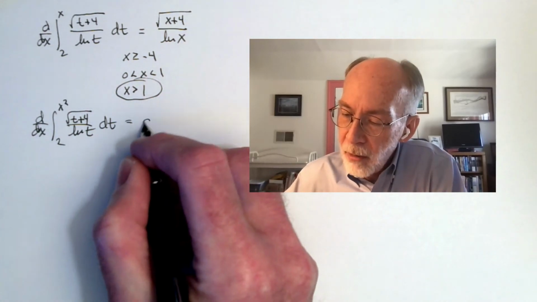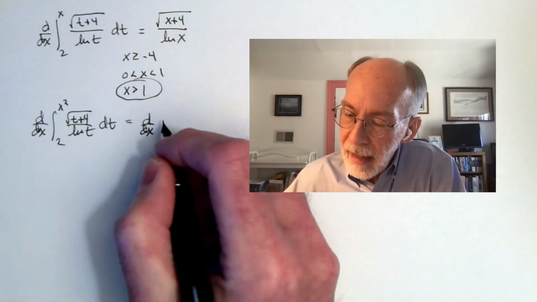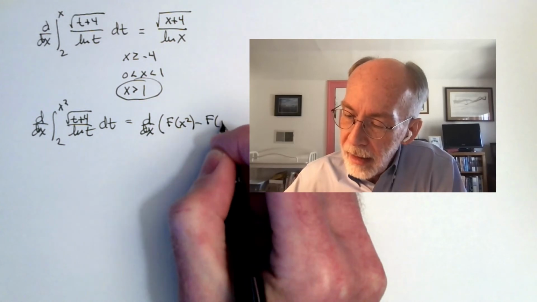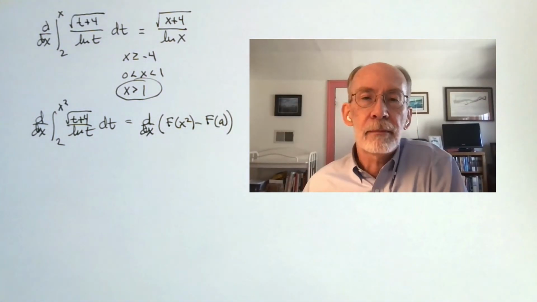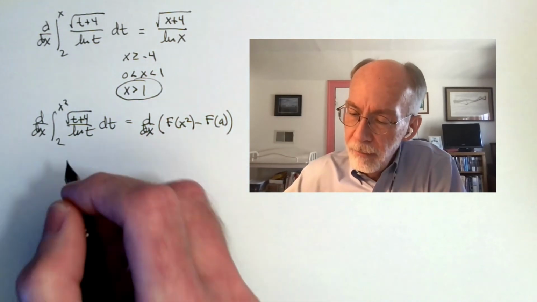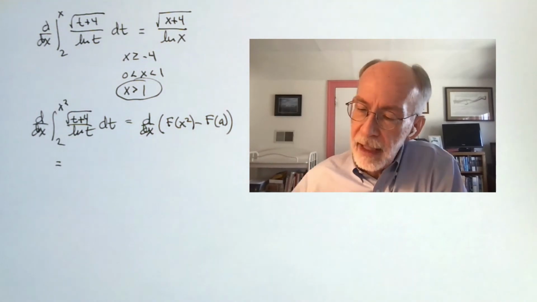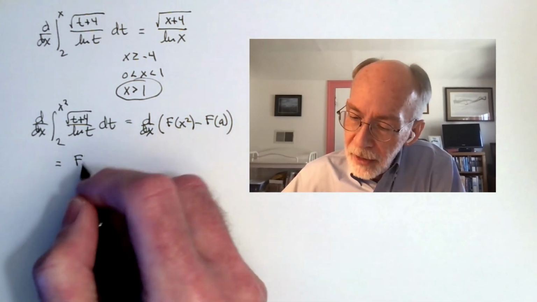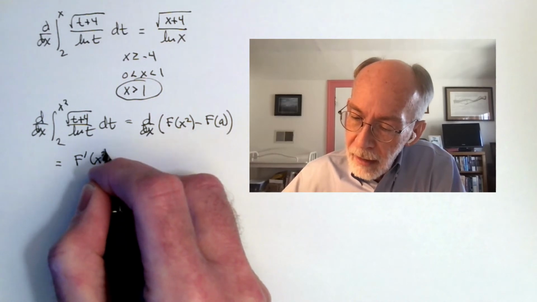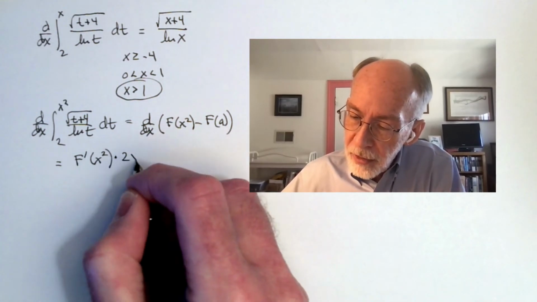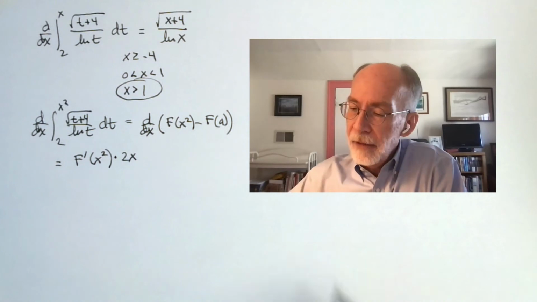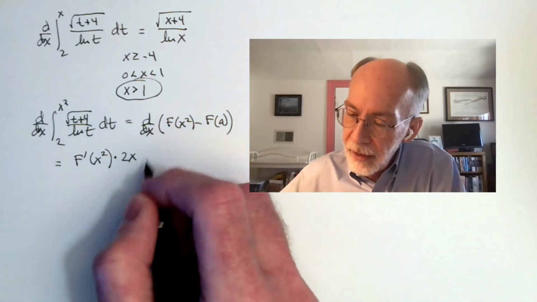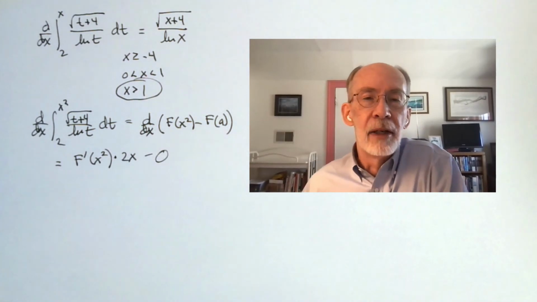Then by fundamental theorem part one, this is going to be the derivative with respect to x of big F of x squared minus big F of a. Let's see what we can do with that. Derivative of big F of x squared according to the chain rule, that's where it comes in. According to the chain rule is big F prime of x squared times the derivative of x squared, which is 2x. F of a is a constant. I don't know what it is, but it doesn't much matter to me. Its derivative is 0, and just for the record, I will make that notation.